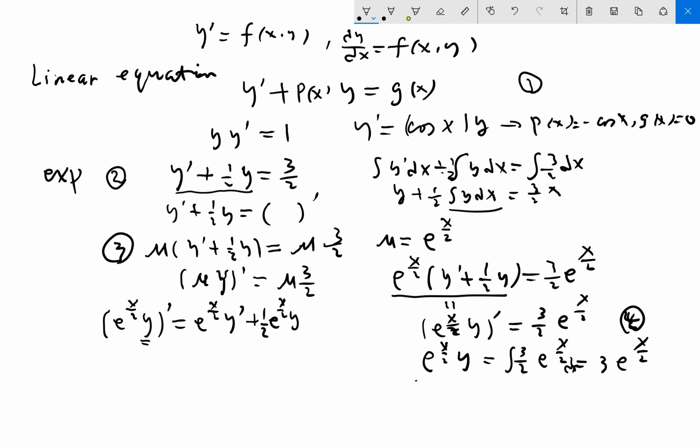Okay, so we're almost there. From this equation, we solve for y. What do you need to do? Multiply by e to the negative x over 2 on both sides. When you integrate, you have many antiderivatives, so you get a plus C. So we multiply e to the negative x over 2 on both sides.